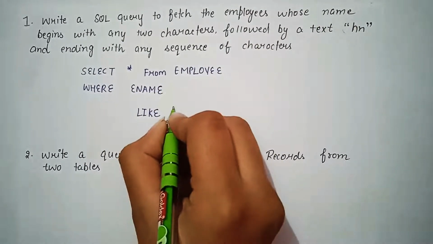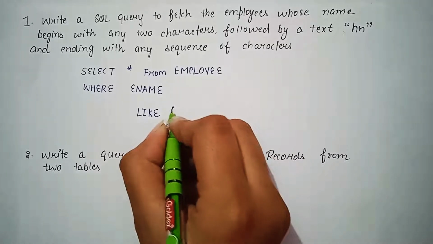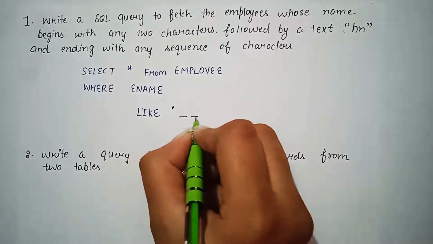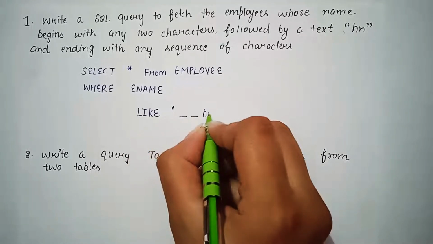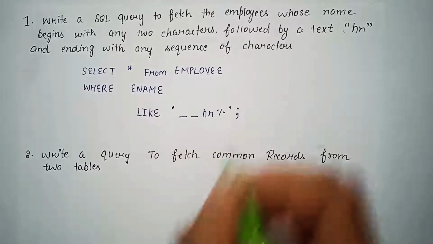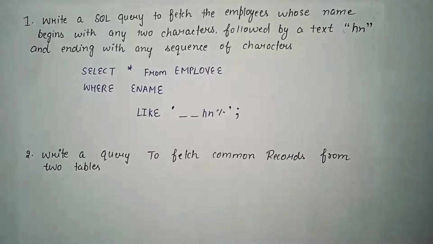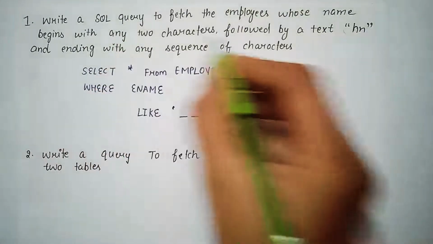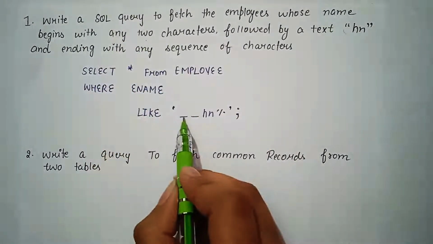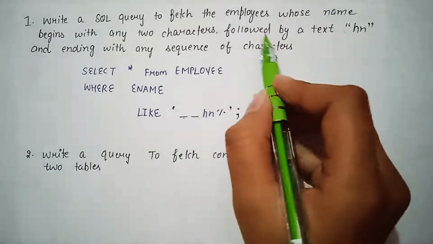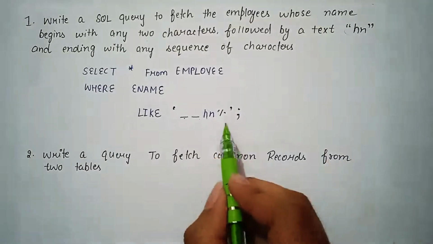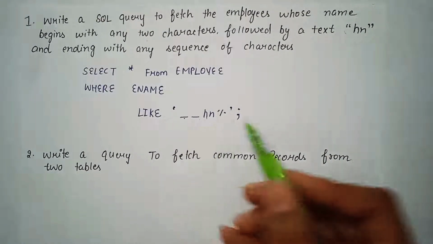Okay, so it will simply indicate where ename like, two underscores, and then HN, after that a percentage. Okay, so this is a simple query that will fetch out those employees whose name satisfies this condition. That means the name should begin with two characters, that is the two underscores, and then they must be followed by HN and ending with any sequence of characters, which is indicated by using this percentage symbol.